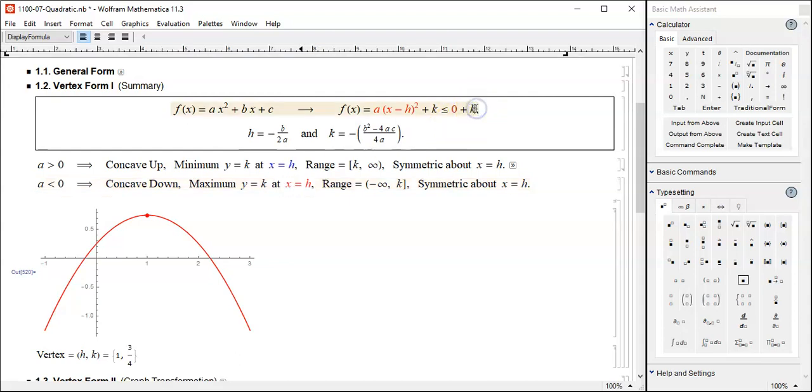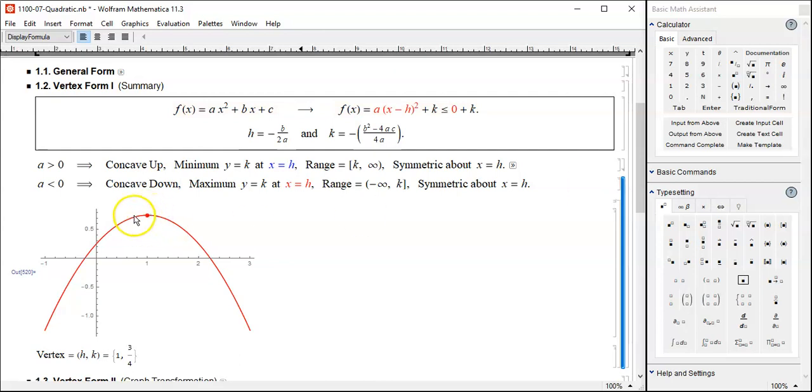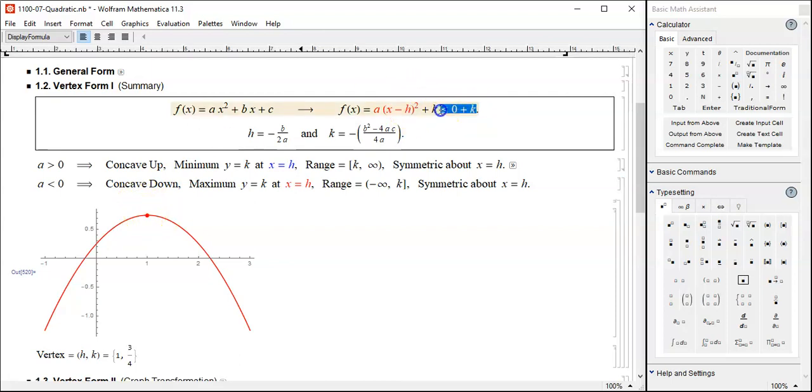So we have equality. f of x is equal to k. That's the maximum. Otherwise, strictly less. And that's a little bit harder way to answer why this (h, k) in this vertex form is indeed (h, k) in this vertex equation.